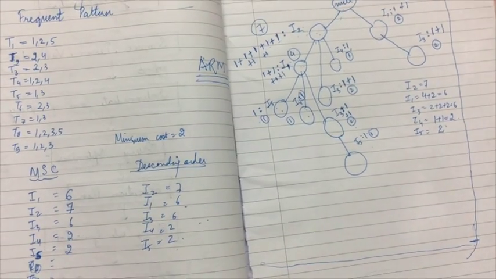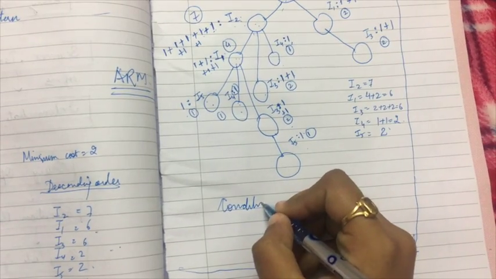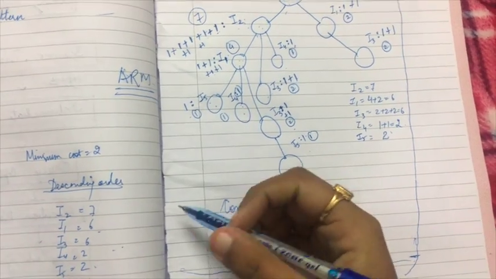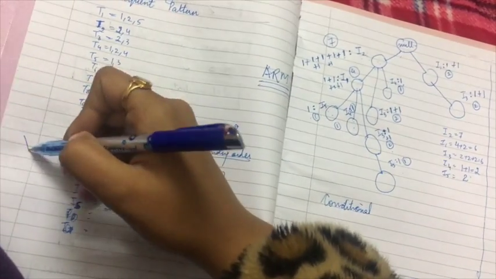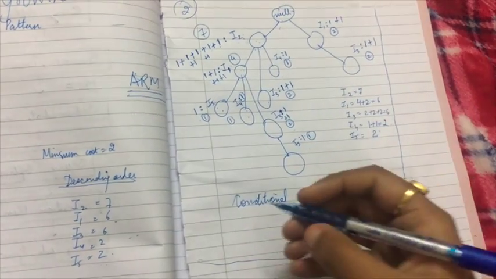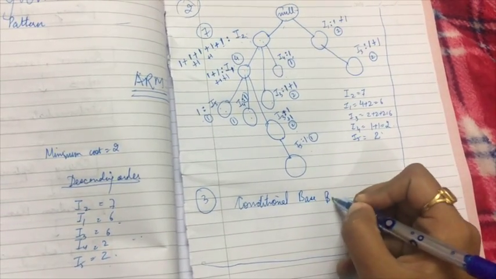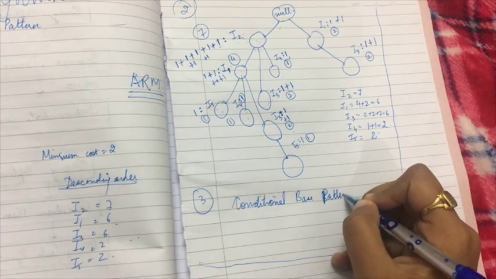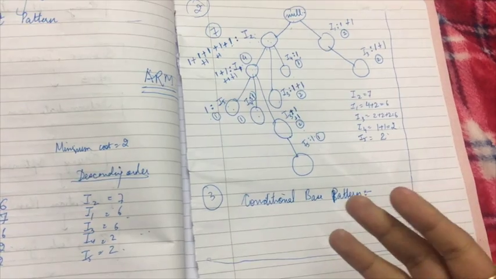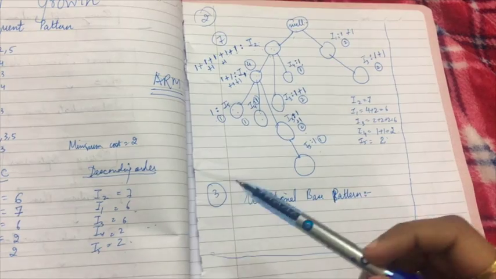Now the next step is the conditional base pattern. The first step was arranging them in descending order, sorry. The second step was making the FP tree. The third step is making the conditional base pattern. We have to start from the node which has the minimum support value. Minimum support value is of I5, so we will start from here.